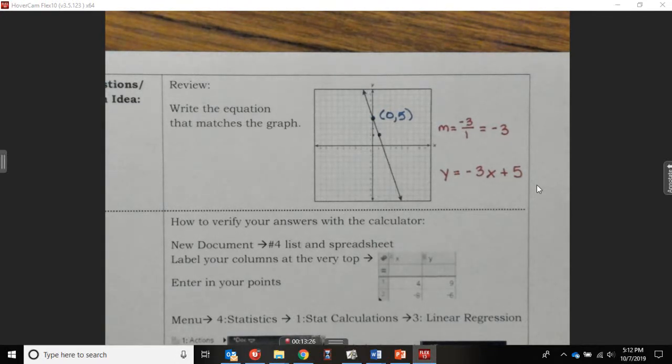So that is how you use the calculator, and if you're not understanding how to do it by hand, then use the calculator. Okay, that's why it's there.